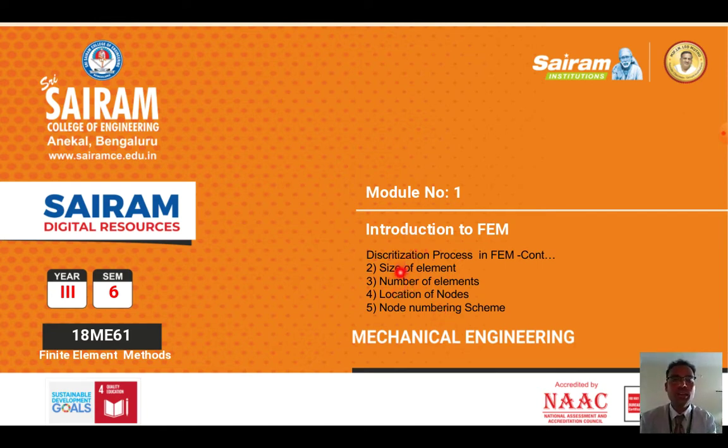Here I told you that the discretization process is different, and the basic steps involved are different. Discretization process means five steps: the first one is types of element, the second is the size of an element, the number of elements, location of node, and node numbering scheme. Let us understand the second one. The first one is over, now the second one is size of an element.